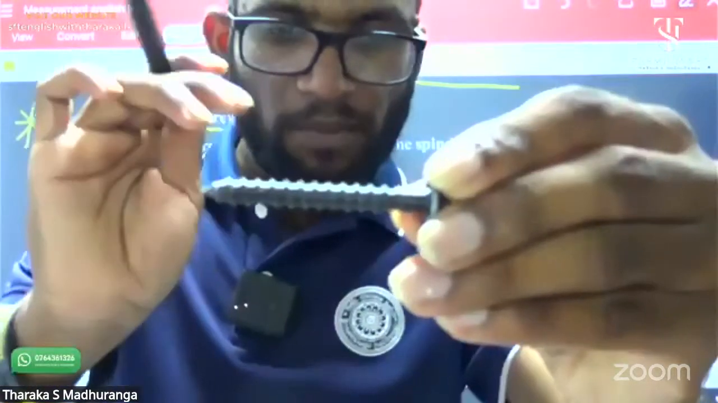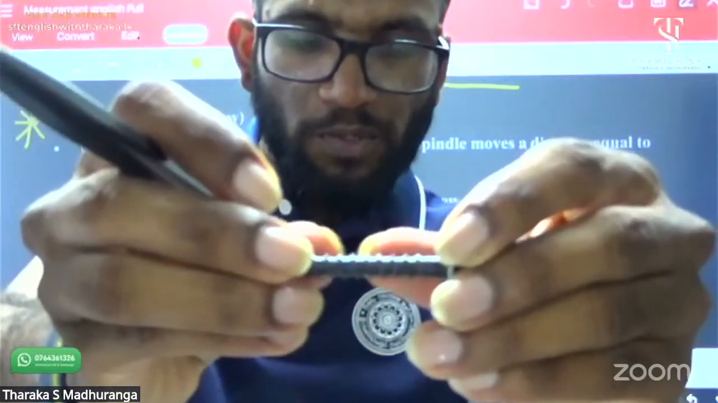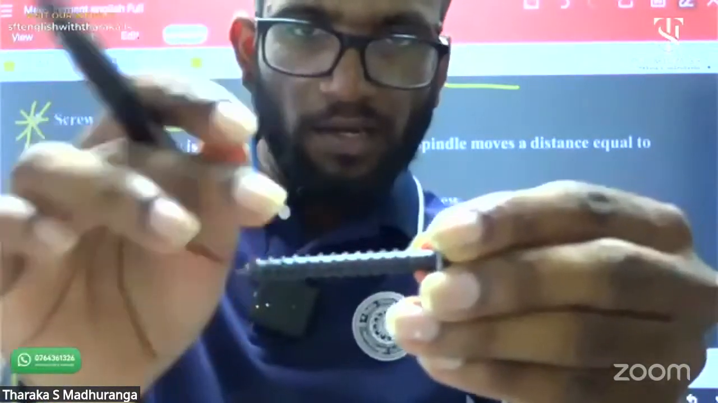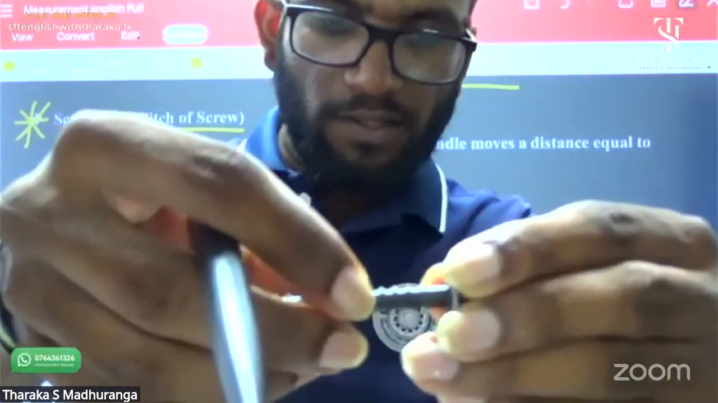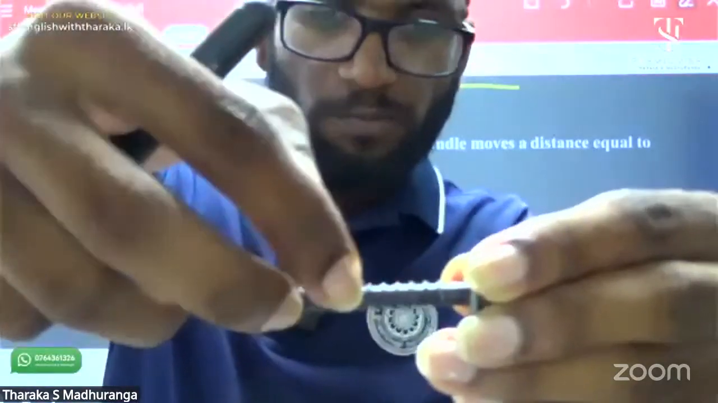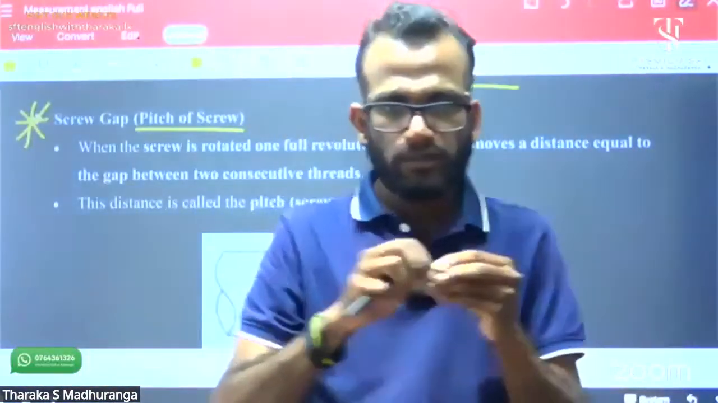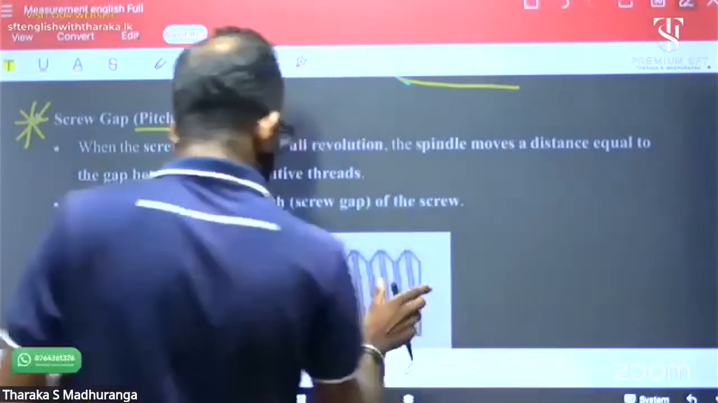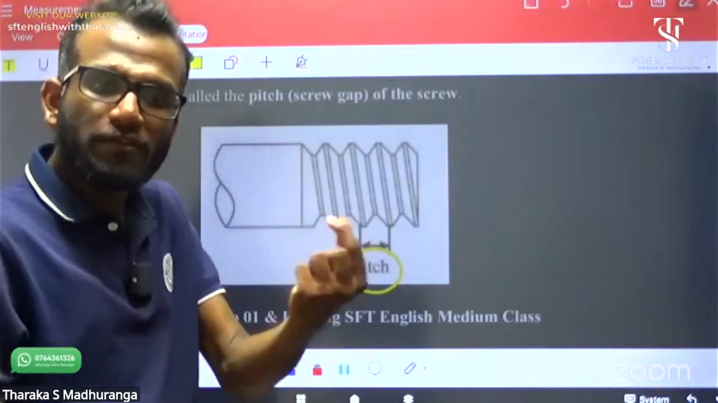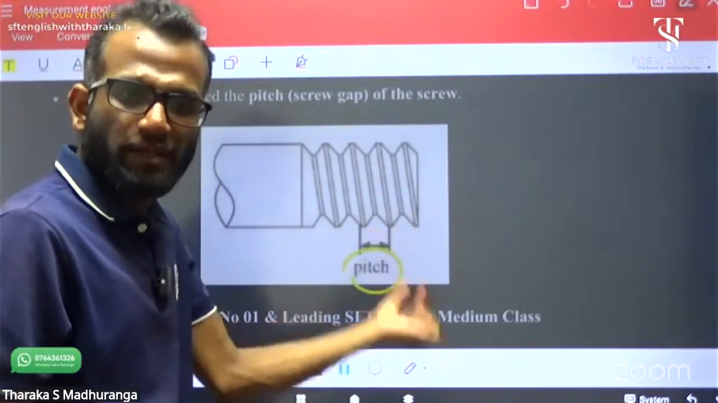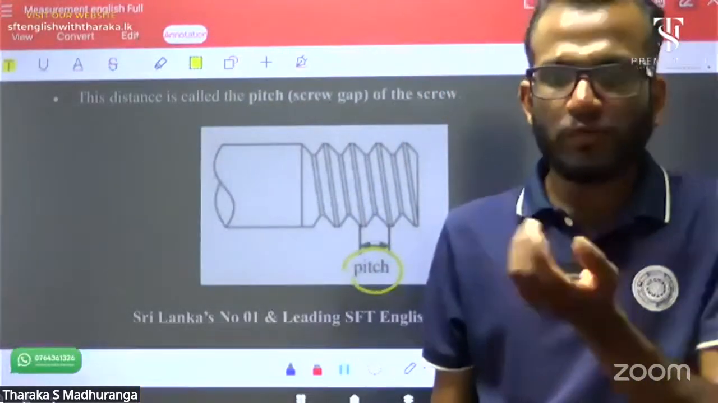If you take the pitch or screw gap of any screw nail, pitch or screw gap means the gap between two threads. If you go from this point to this point, the gap between two threads is the pitch. This is a pitch. This is a simple pitch or screw gap of this nail.